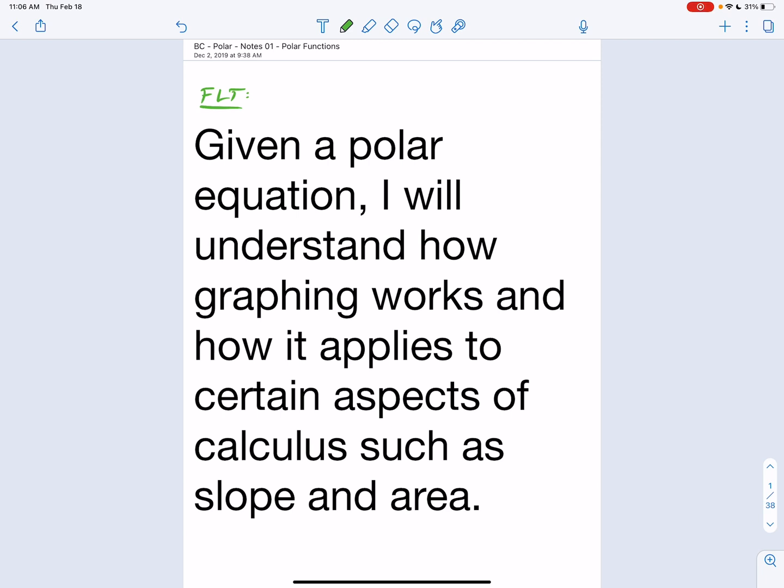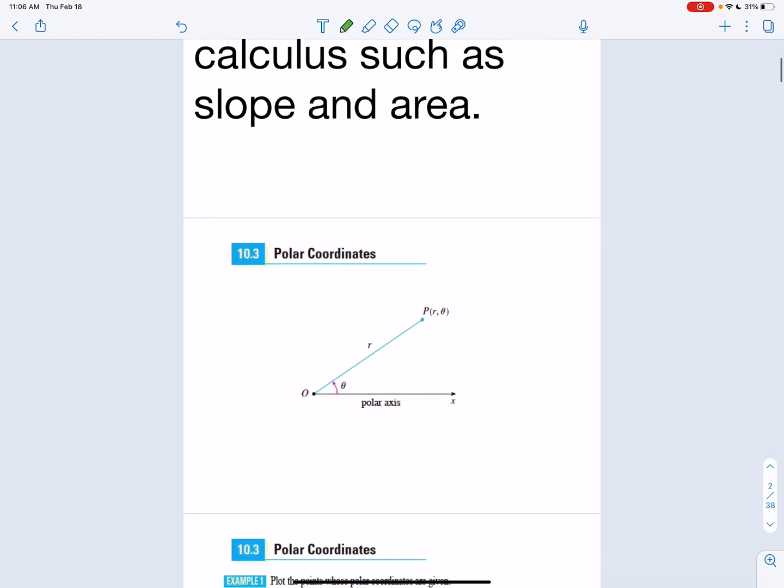But here we go. What is a polar equation, right? You want to know how the graphing works and how we can apply what we know about polar and incorporate it into what we've been learning so far with slope and area in calculus, right? It's just a little extension of what we've been learning in calculus, but how do we extend that towards polar equations, okay? So what is a polar equation?